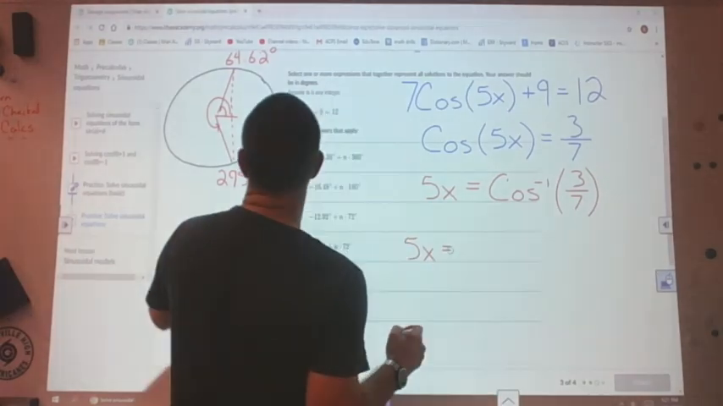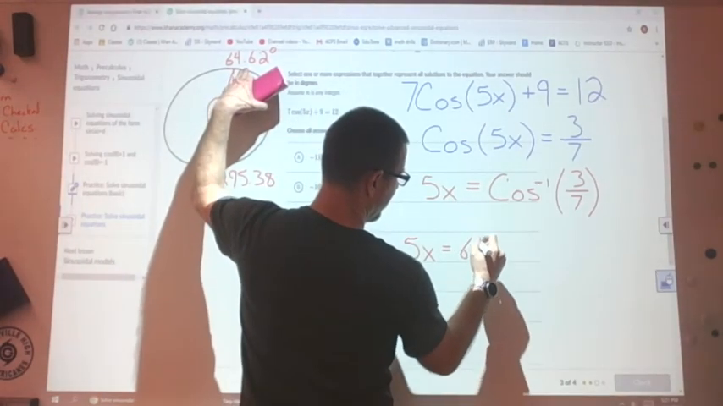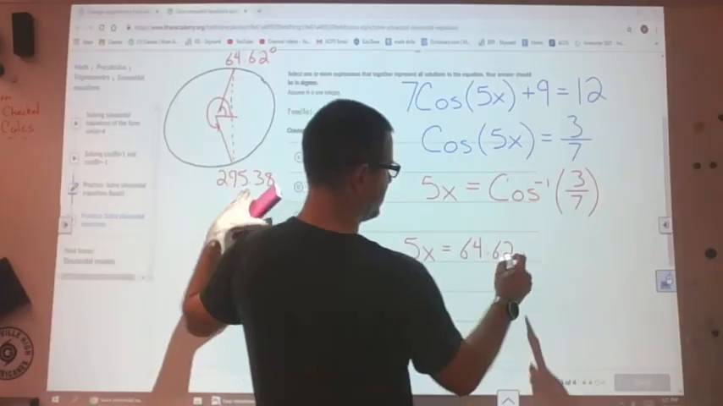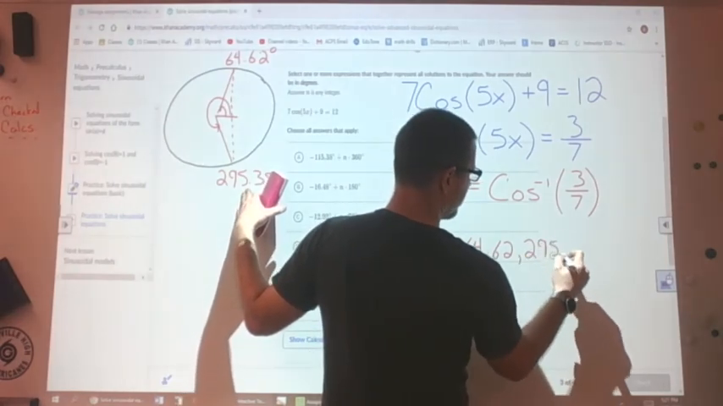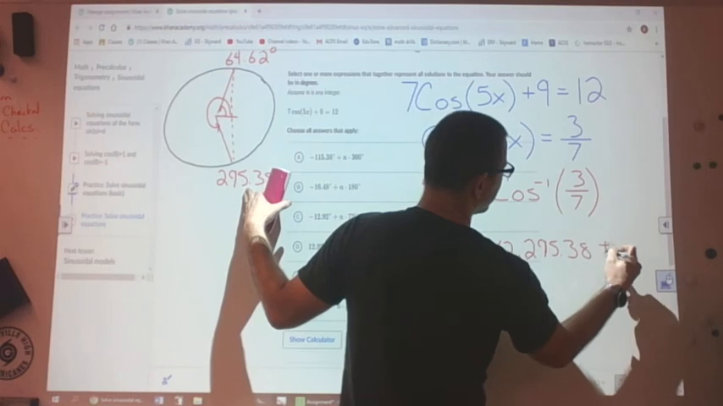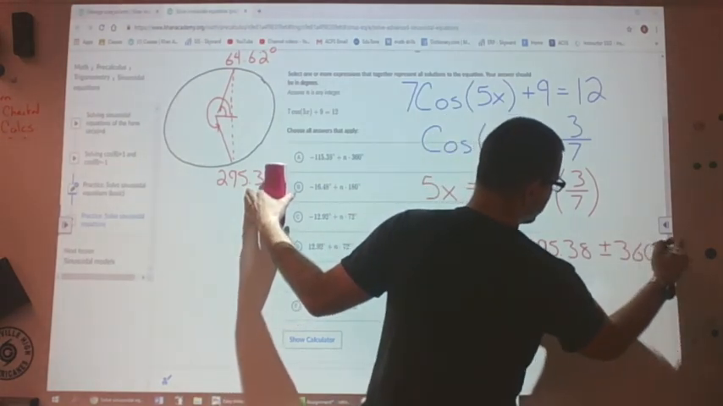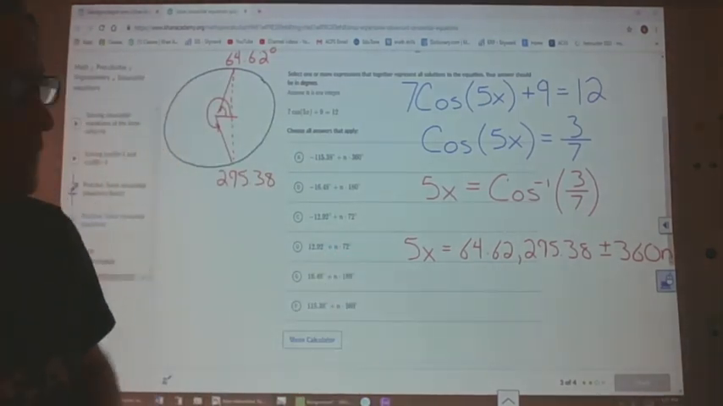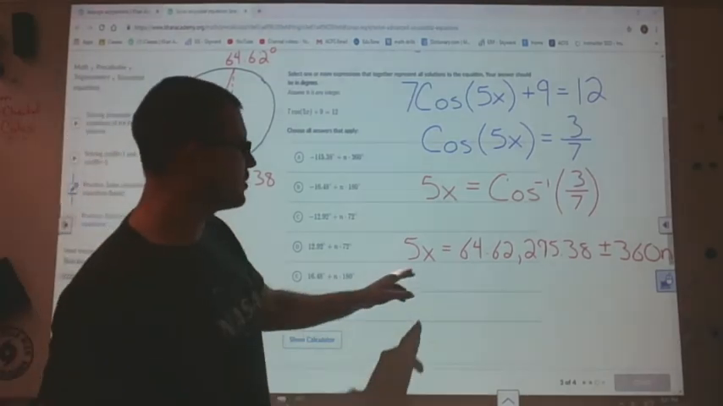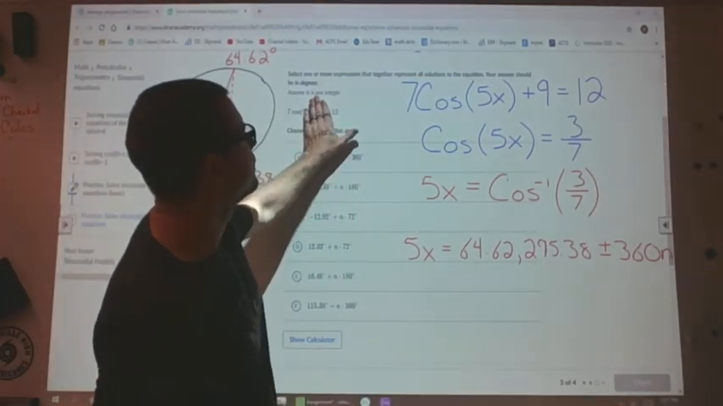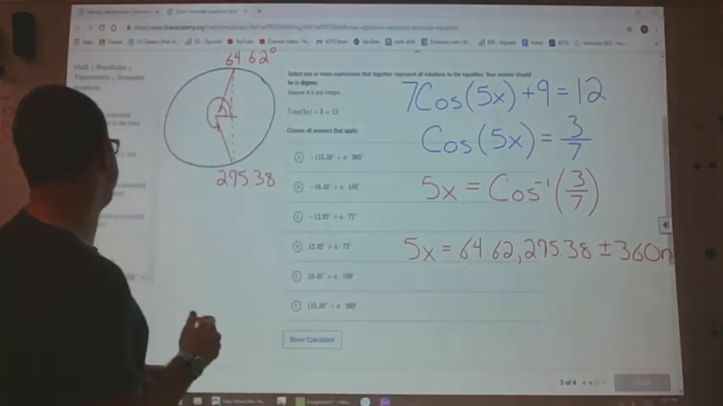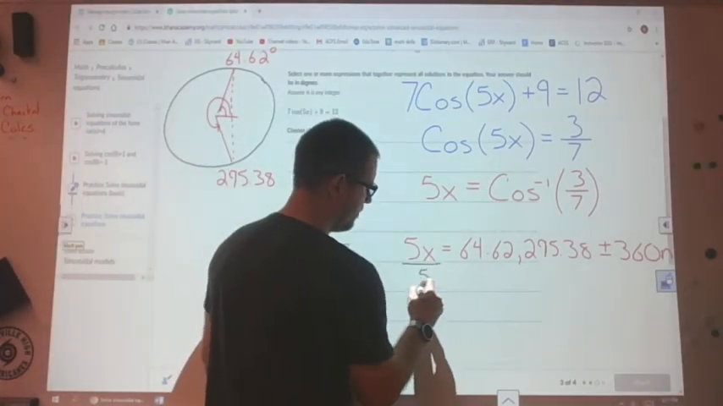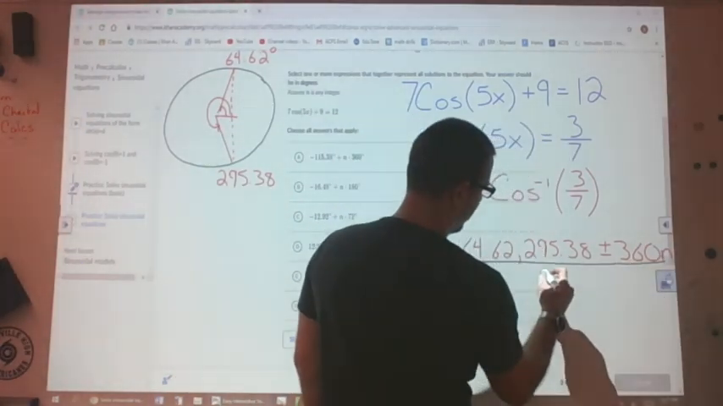So now we have 5x is equal to 64.62 or 295.38, plus or minus 360 degrees times n, which for some reason they put in front. Doesn't matter, it's multiplication. But we haven't solved for x yet. We've solved for 5x. We need to divide by 5 as our last step when we're actually solving the equation. So we're going to divide both sides by 5.